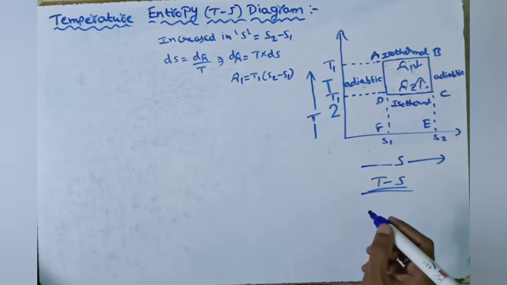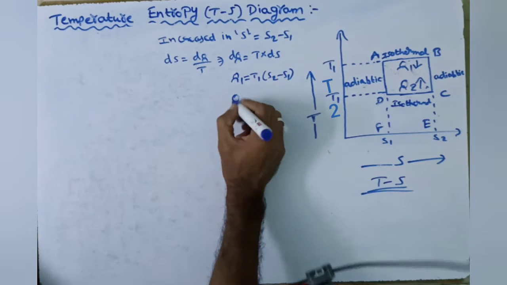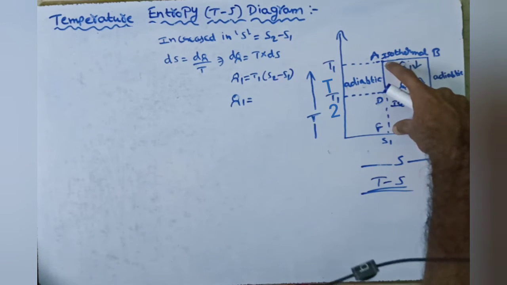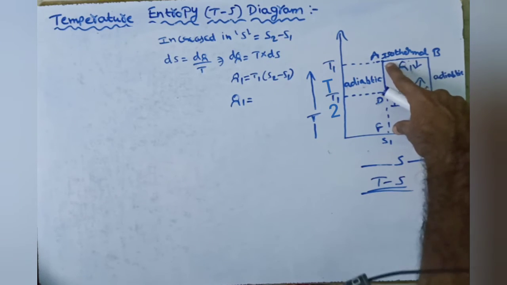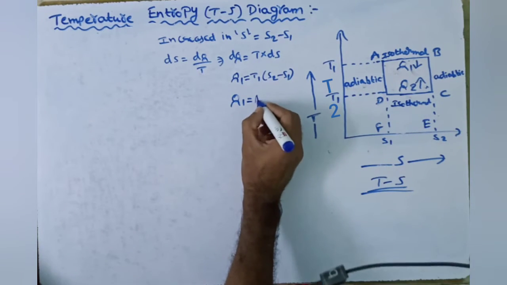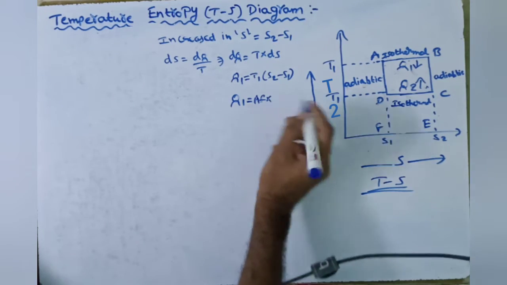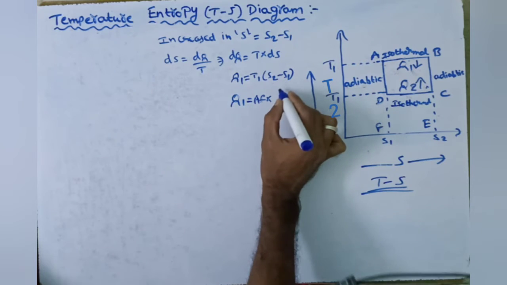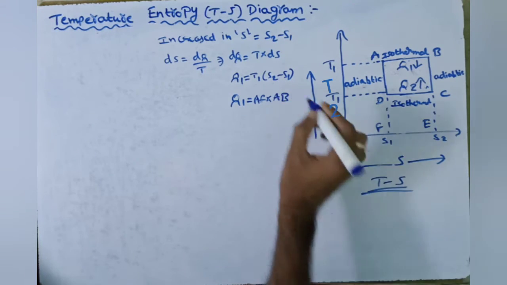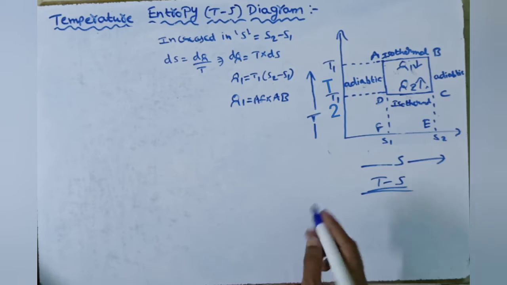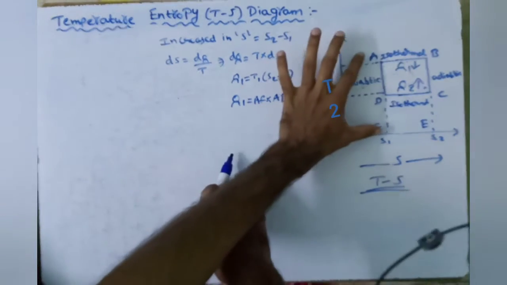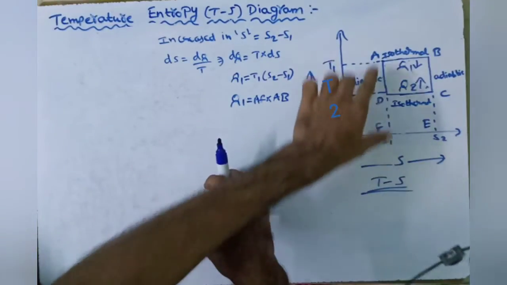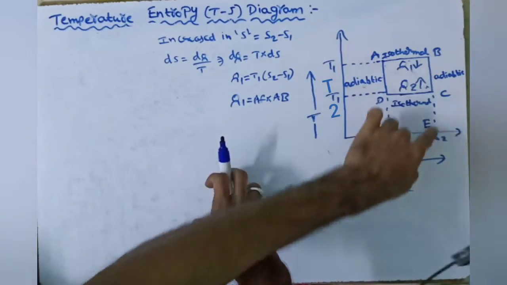Now when we observe clearly, this Q1 is equal to AF into T1; the AF line represents T1. So we write in the place of T1, AF, and S2 minus S1 represents this line AB. So we write in the place of S2 minus S1, AB. Here this is AF into AB. AF is this line, and this is AB. ABEF is a rectangle, a big rectangle.